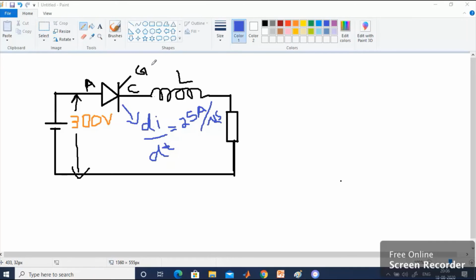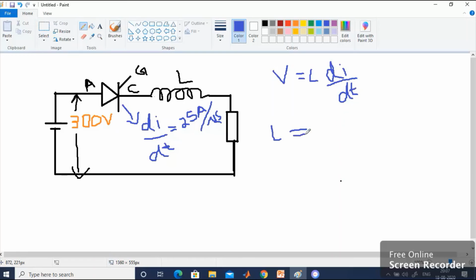Now, as you know, the voltage across an inductor is given by the equation V is equal to L into di by dt. According to the question, what they are demanding is that you need to calculate the value of inductor to add to the circuit for limiting the di by dt rating. So we have to calculate the value of inductance. Okay, so let us calculate the value of inductance.